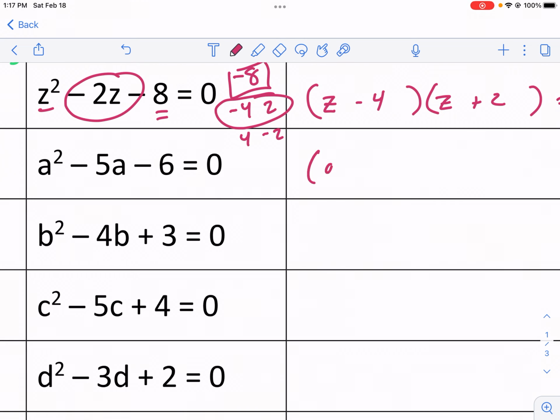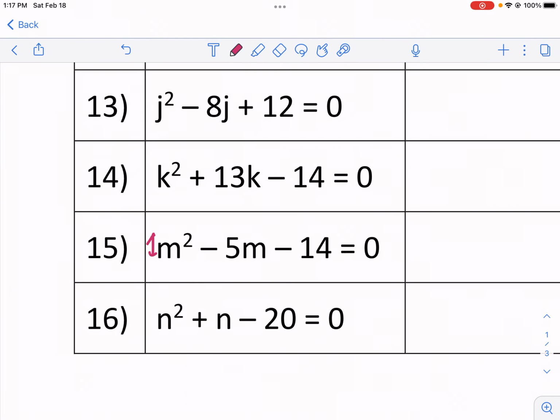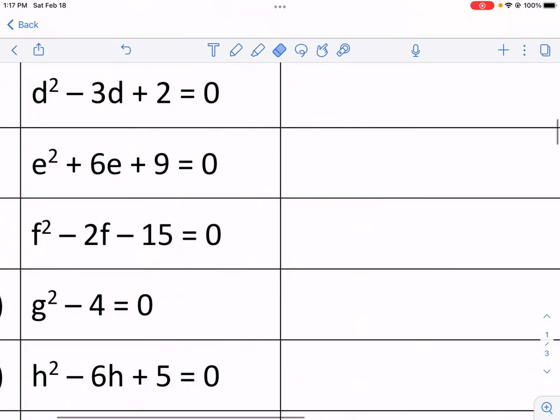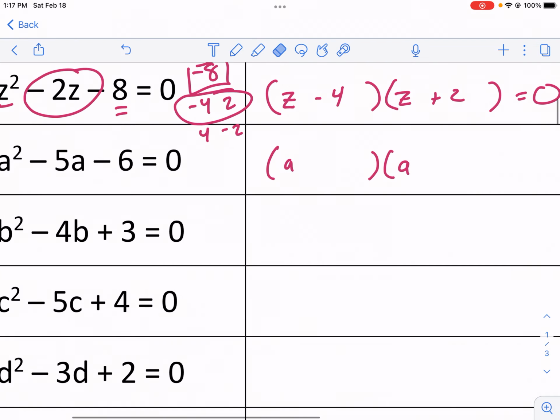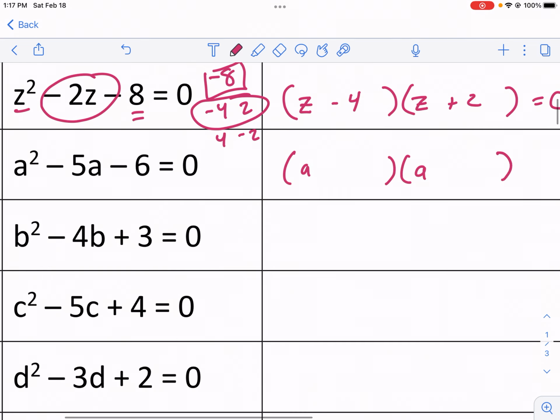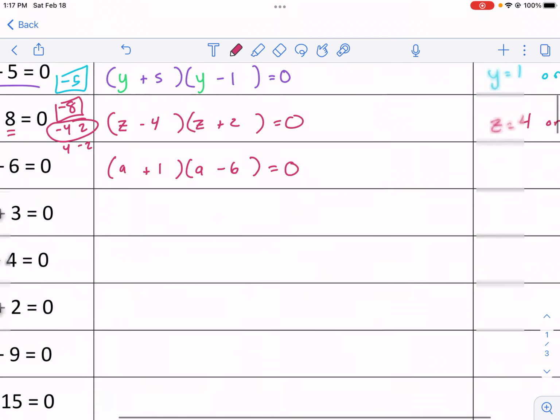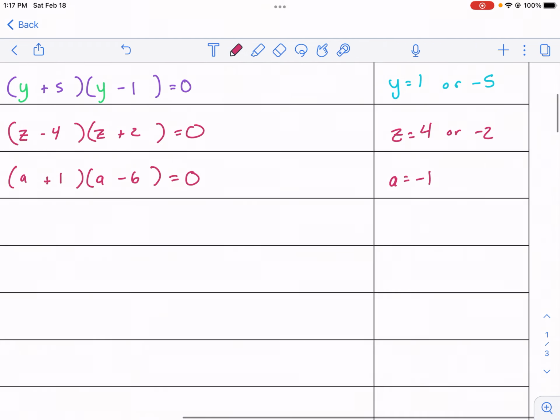All right, let's move on to number 4. So we have a and a. Okay, that much should be apparent at this point. And all of these are going to be like that. When the first term has a coefficient of 1, it's much easier. Okay, it's when it doesn't that it gets a little tricky. And then we need factors of negative 6 that will add up to negative 5. And that's going to be negative 6 and plus 1. Negative 6 times a positive 1 will give me negative 6. And then negative 6 plus 1 will give me that negative 5. And I'm done with the setup. Now I need to solve. So I know a equals negative 1 and also positive 6.